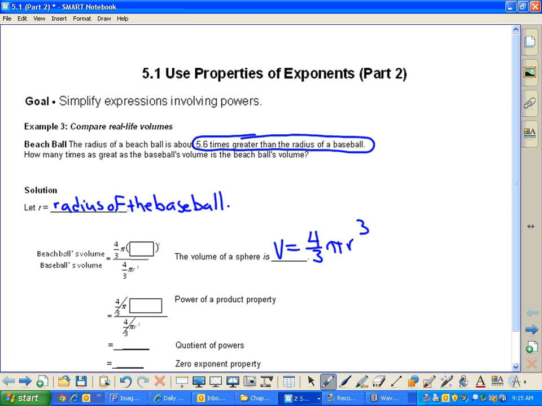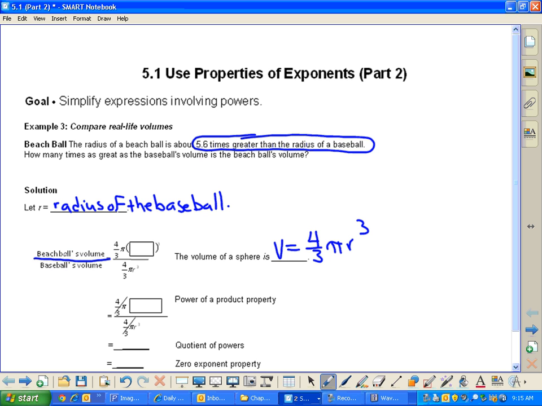That's our verbal model. So step 1, we identified our variable. Step 2, we write a verbal model. Notice they have beach ball on top, baseball on the bottom, because we're looking for a comparison. In the question it says, compare how many times greater the beach ball's volume is to the baseball's volume. If you flipped it, baseball on top of beach ball, you wouldn't get how many times greater. You'd get a fraction, essentially, because a baseball is smaller than a beach ball. So in this case, we have to put the bigger item up on top.